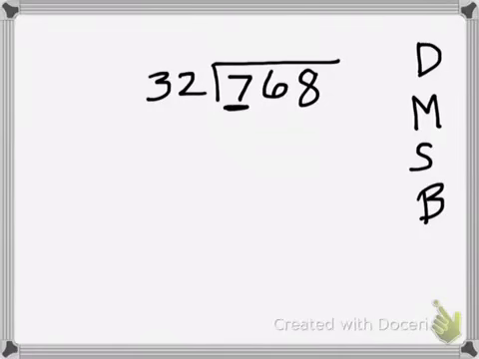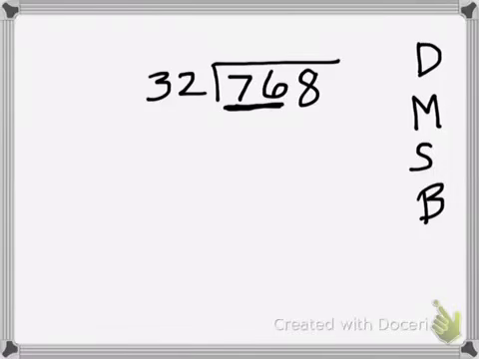So I'm going to try and see how many times 32 can go into 7? Well, 32 can't go into 7. If I have 7 of something and I want to split it into 32 groups, I can't do that without actually breaking up my wholes into fractions or decimals. So I have to go on to the next digit. Now let's see how many times 32 can go into 76.